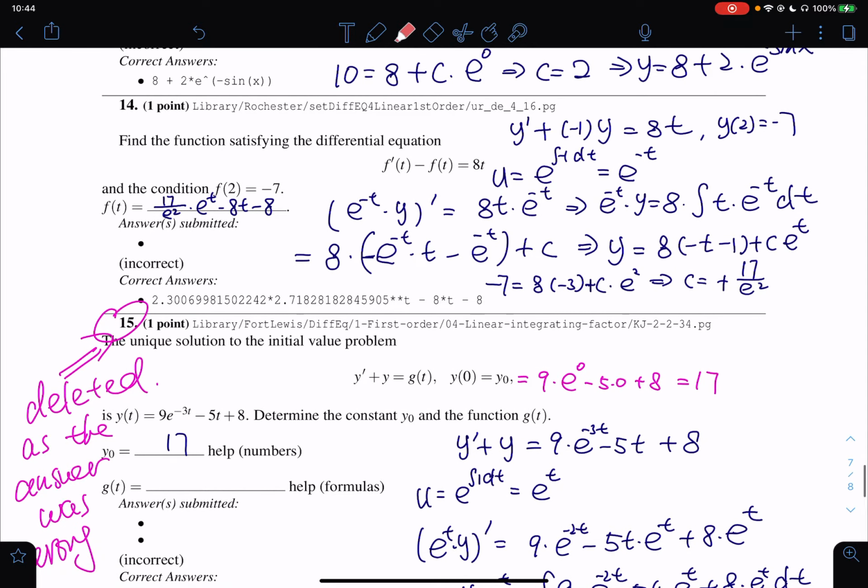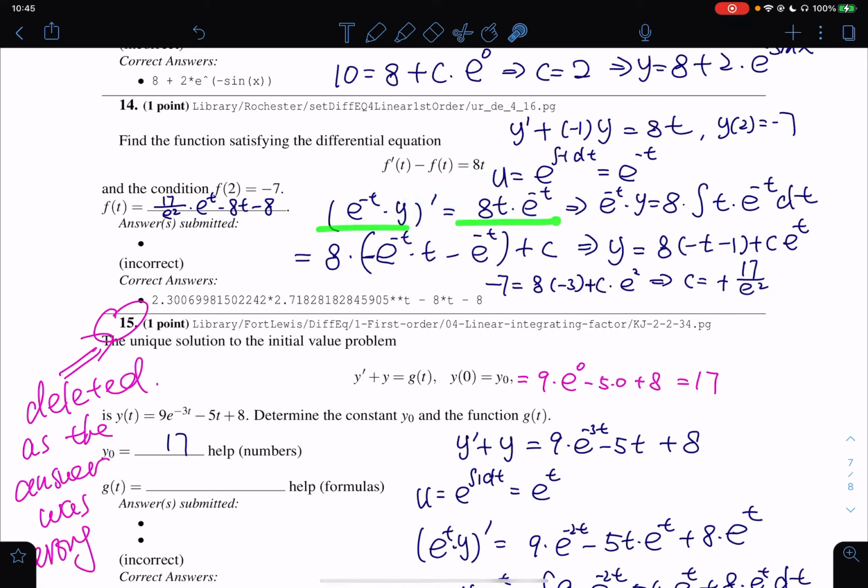So problem number 14, it's an initial value problem again. Since we are not super familiar with the structure, I rewrite it as y prime plus negative 1y equals 8t, where y(2) equals negative 7. Once we convert it into the structure you like, you can find the integrating factor, which is e to the antiderivative of negative 1 dt. Then the derivative of the integrating factor times y equals the right side of the expression times the integrating factor.